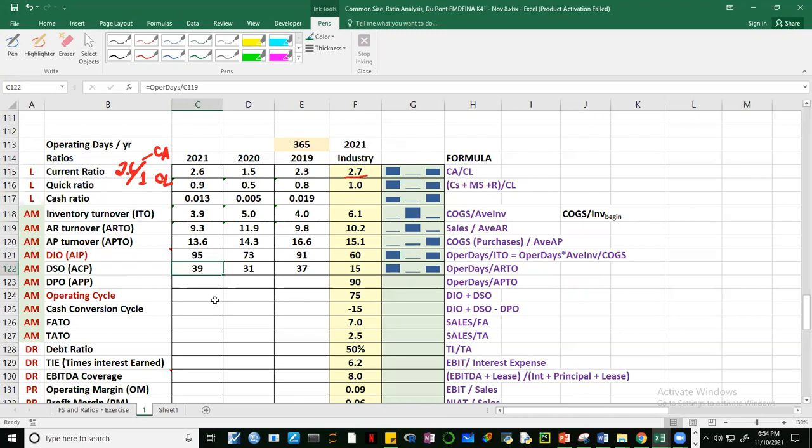Si company natin guys, si XYZ, 39 days. Si direct competitor, 15 days. Bakit? Kasi mas mataas yung ARTO niya. Sila 10.2, tayo ang ARTO natin, 9.3 lang. So assuming na pareho lang yung operating days, yung 365 days a year, their DSO will be lower. Why is it lower? Kasi tingnan nyo guys, yung formula natin: operating days divided by the ARTO. So the bigger the ARTO, the lower will be your day sales outstanding. The better that will be. Bakit? Kasi konti lang yung days natin bago nakukolekta yung receivables.